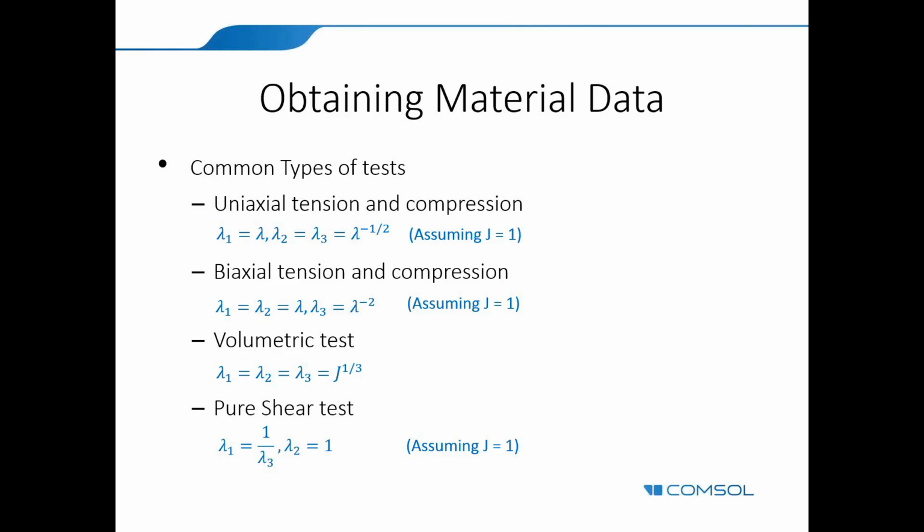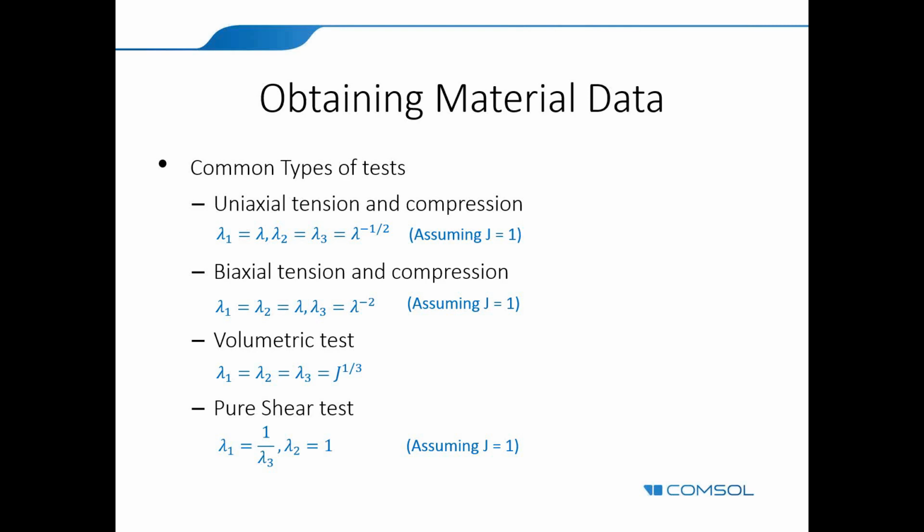Any of these relationships that you can gather from your experimental data are useful for figuring out what hyperelastic material you should be using. Some of the common tests are listed here in the slide, and they include uniaxial tension or compression, biaxial tension, where the sample material is stretched in 2 distinct directions, a volumetric test, where a sample is subjected to hydrostatic compression in all directions, or a pure shear test, where a thin sheet of material is subjected to a uniaxial tension.